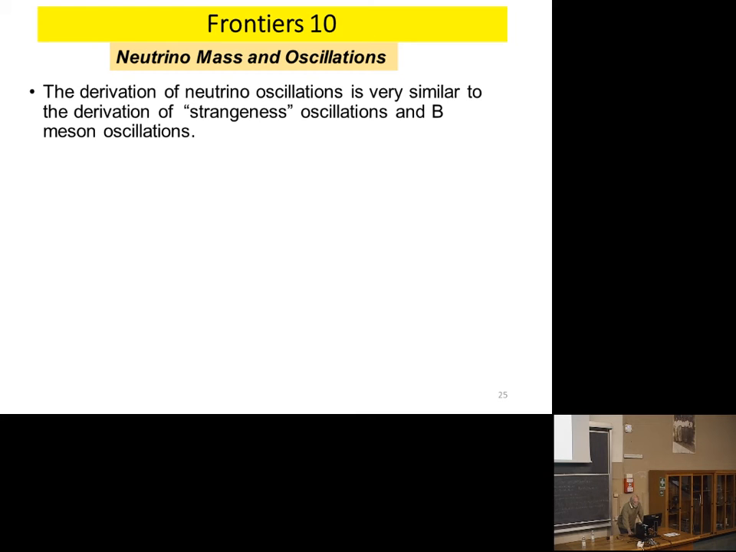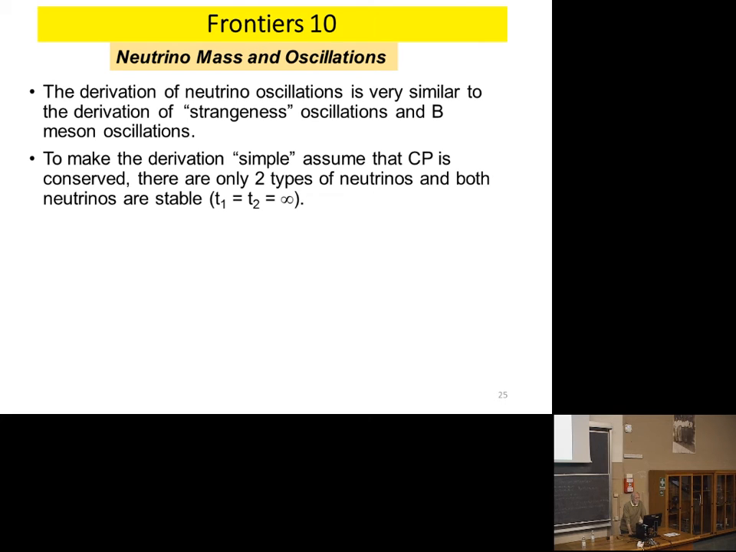The derivation of neutrino oscillations is similar but a little more complicated than what I showed before for strangeness oscillations or B meson oscillations. I've shown both of those in the past, but they're not quite as complicated as this one. To make the derivation simple, we assume that CP is conserved and that there's only two kinds of neutrinos. I showed you maybe there's more than two types of neutrinos.